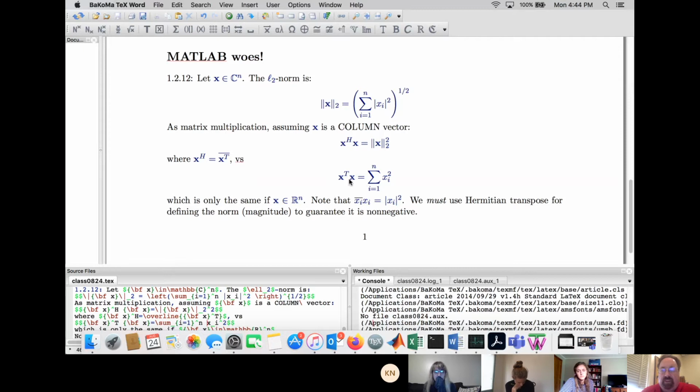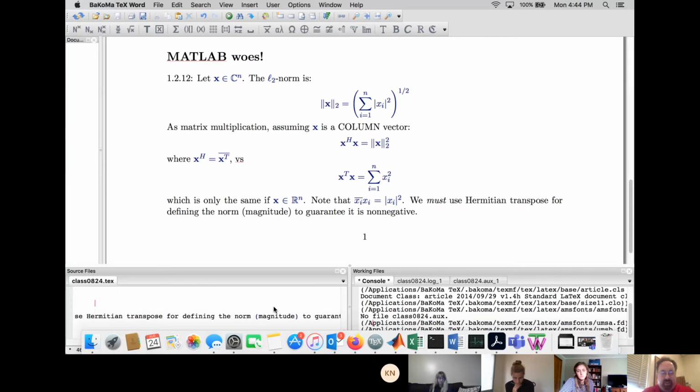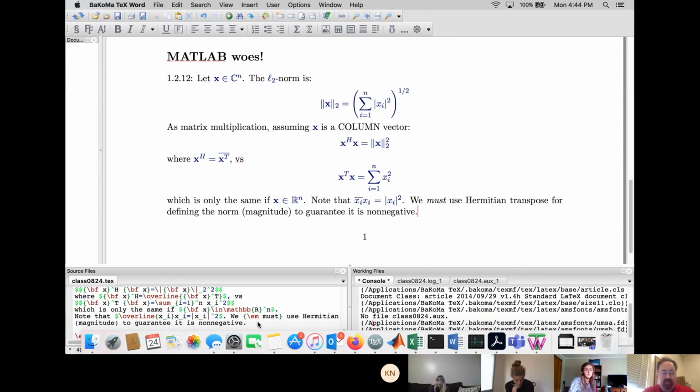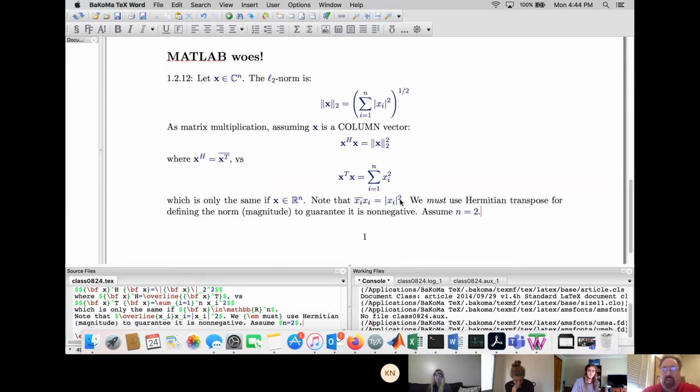So that's the idea, is that you try to come up with, for instance, you can assume, just to make it simple, let's assume that n equals 2. So you're just coming up with a vector of two elements. So if you compute something like this, you'll get something that's not a positive real number.